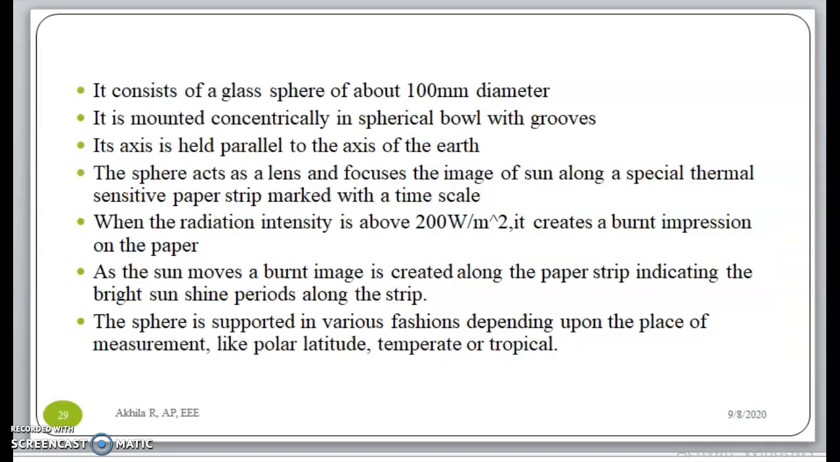It consists of a glass sphere of about 100 millimeter diameter, mounted concentrically in the spherical bowl with grooves. The axis is held parallel to the axis of the earth, so the sphere acts as a lens and focuses the image of the sun along a special thermal sensitive paper strip marked with a time scale. Whenever the radiation intensity is above 200 watts per meter square, it creates a burnt impression on the paper. Note that radiation intensity, 200 watts per meter square. Now as the sun moves, a burnt image is created along the paper strip, indicating the bright sunshine periods along the strip.